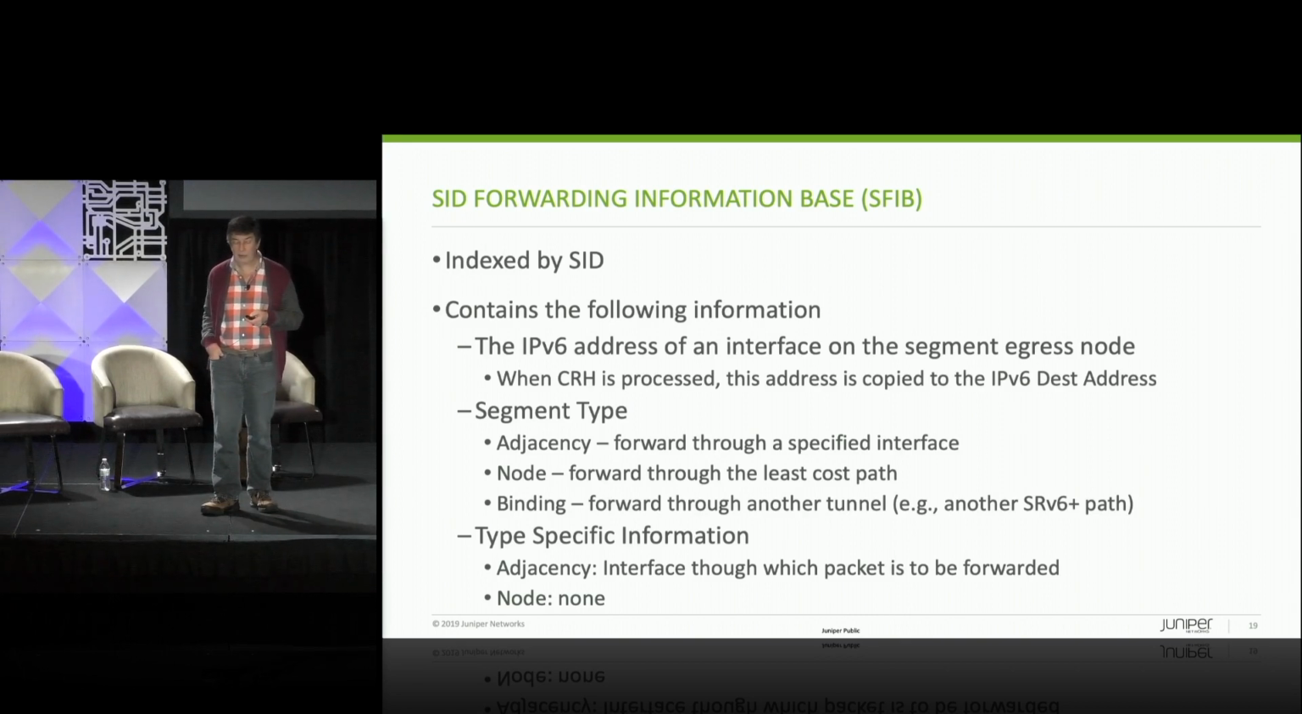Then we'll take a look at the segment type. It can be adjacency, node, or binding. If it's an adjacency SID, we forward the packet through an interface that is defined in this SFIB. If it's a node SID, we forward it through the least cost path to the destination address. If it's a binding SID, we encapsulate and forward.